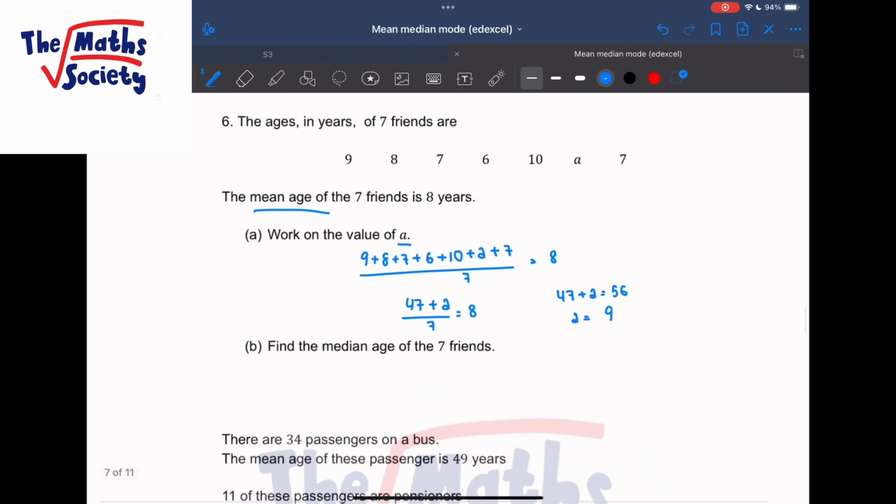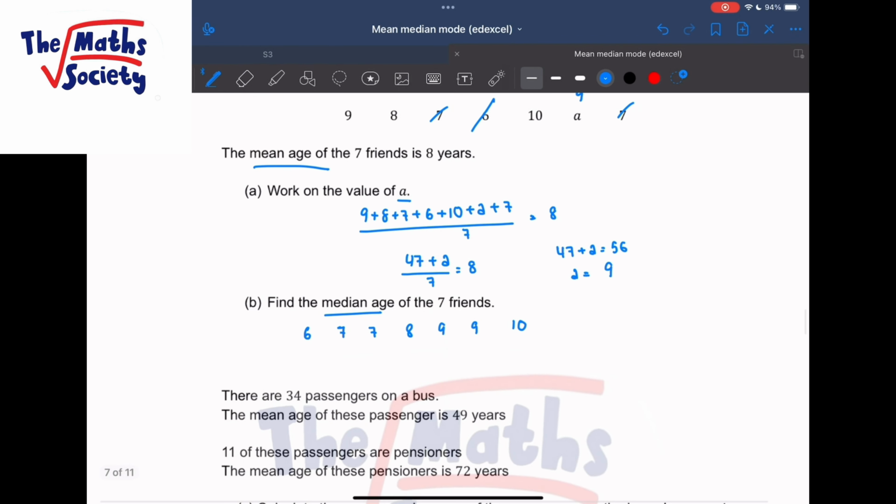And you need to find the median, so we need to reorder them again. So a is 9. We start from the smallest, which is 6, 7, 7, 8, 9, 9, and then 10. So we can just reorder, and 3 on this side, 3 on this side, so the median is going to equal 8.